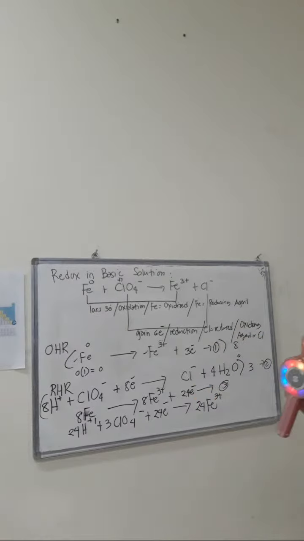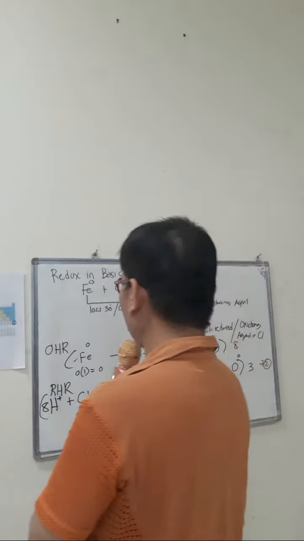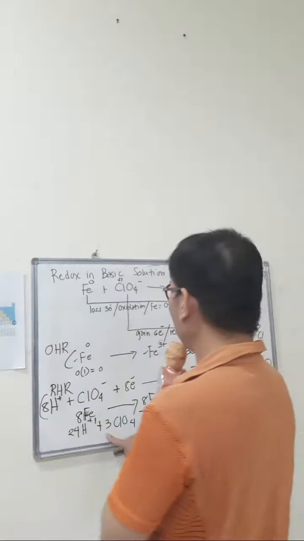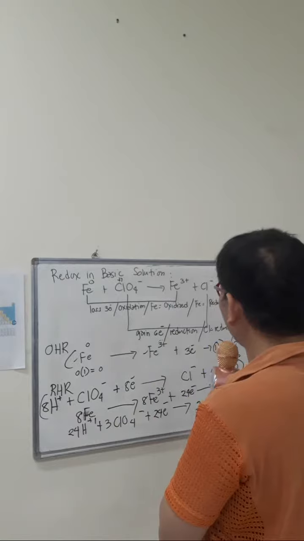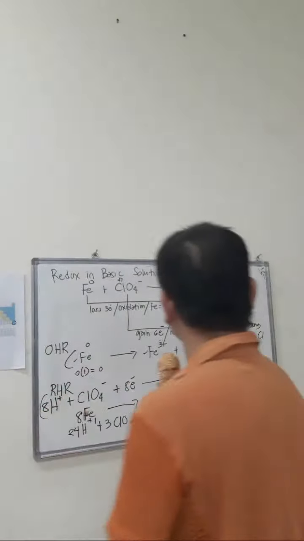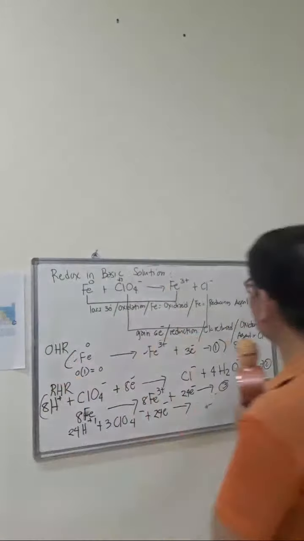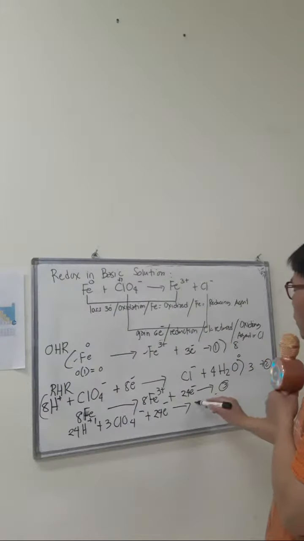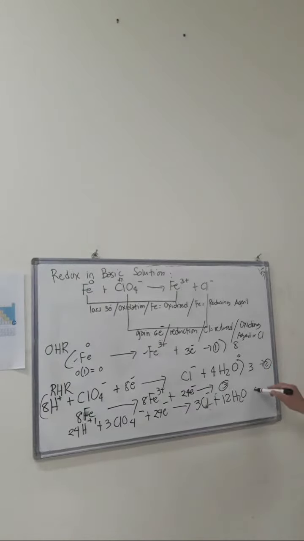Okay, so 8H plus times 3 is equal to 24. Perchlorate 3, plus 3. Then chlorine, 3 moles of chloride, 3 moles of chloride. So we are referring to the second equation above. So 3 moles of chloride, and then 4 times 3, 12 moles of water. So this is our equation 4.